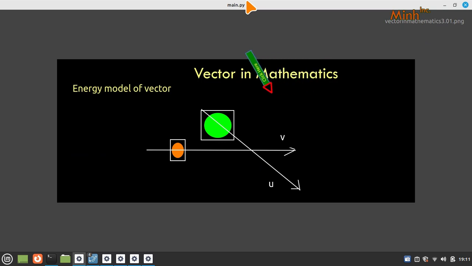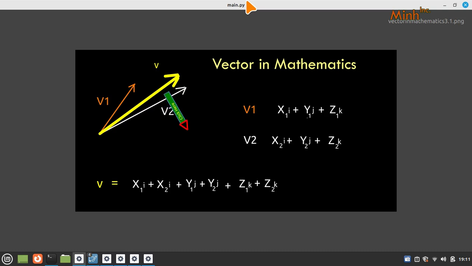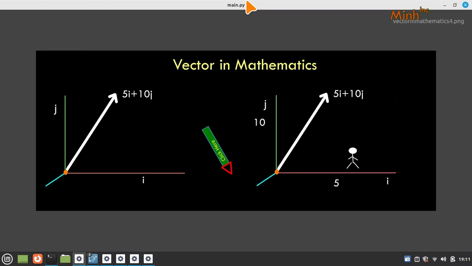Energy model of the vector: we saw an energy vector is nothing but energy which has a direction and a strength. This one is more powerful, this one is kind of feeble. If vector V1 and vector V2 merge, they will become V. V1 is this and V2 is this, so the net vector will be like this.